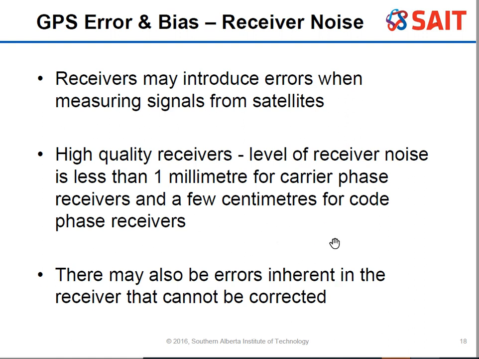So there's different types of receivers. We have carrier phase receivers and then code phase receivers. Those are for the higher accuracy ones, but your cell phone is a few centimeters for sure. There are also other errors that we cannot correct, and we just say it's part of the random noise, and that's just a component that gets thrown in there.